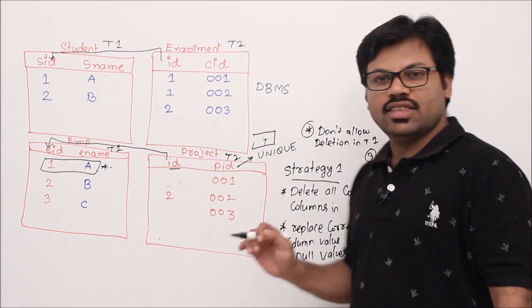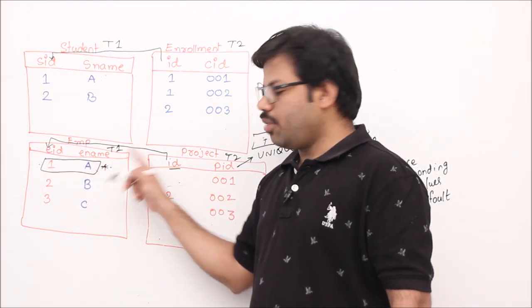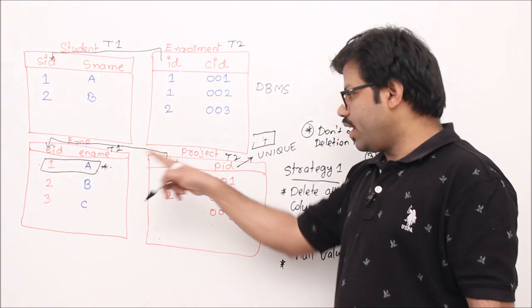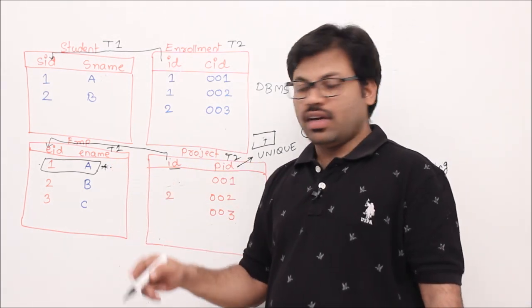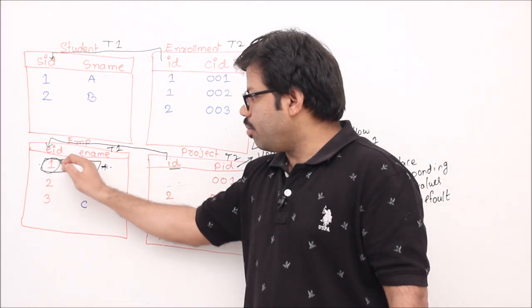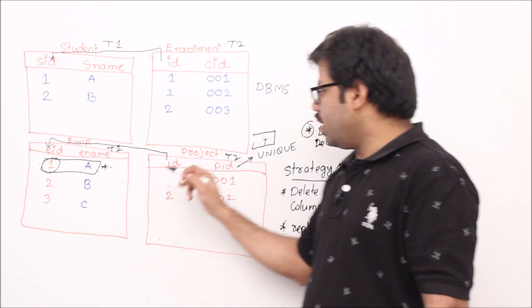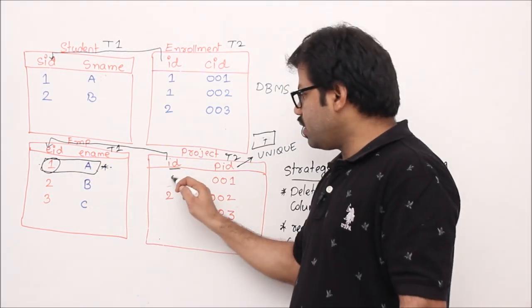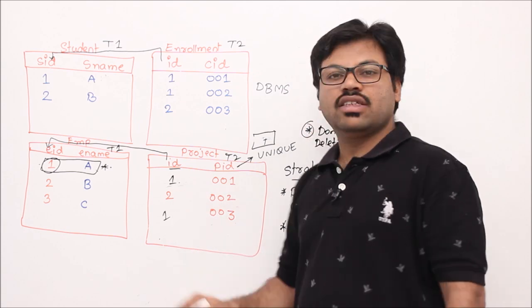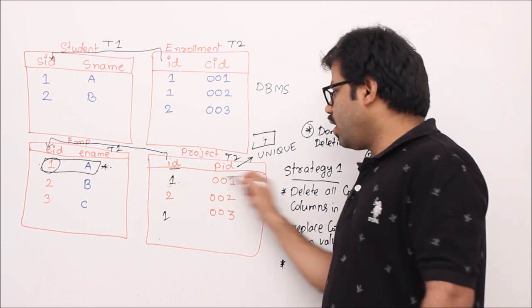Let's summarize the strategies. Strategy number 1. For example, you are deleting a tuple from table number 1. We know what table number 1 and table number 2 are. You are deleting data from table number 1, and that corresponding employee ID is already in the referred table T2. That means this one is referred by some people. In this case, what to do? Strategy number 1, what is that? Delete all the corresponding tuples.